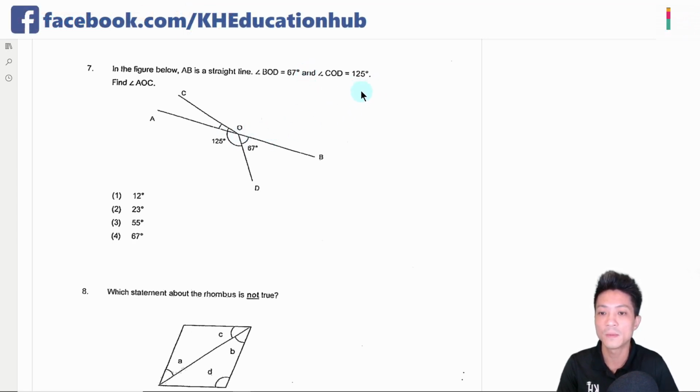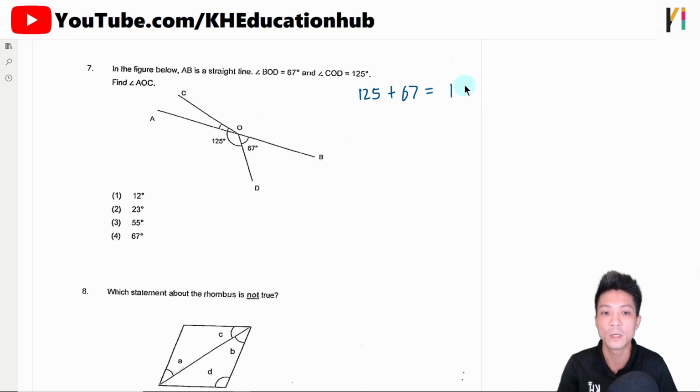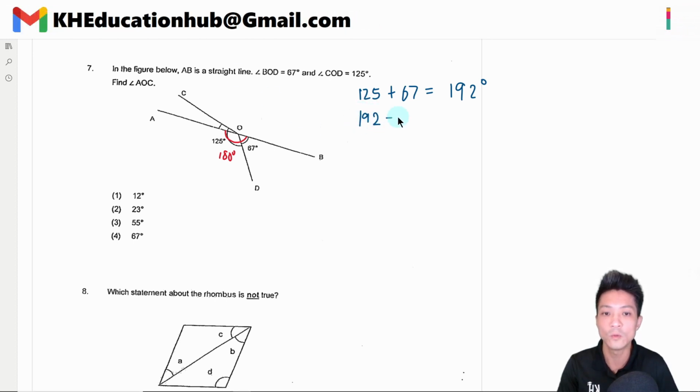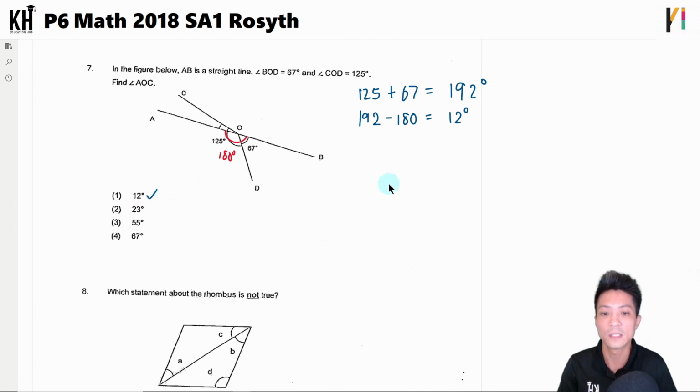The first step is we need to use 125 plus 67. This will give me 192 degrees. Then the next thing we have to notice is the angle from here to here is 180 degrees. So you need to use 192 minus 180. That will give you 12 degrees, and 12 degrees is the answer. The answer is number 1.